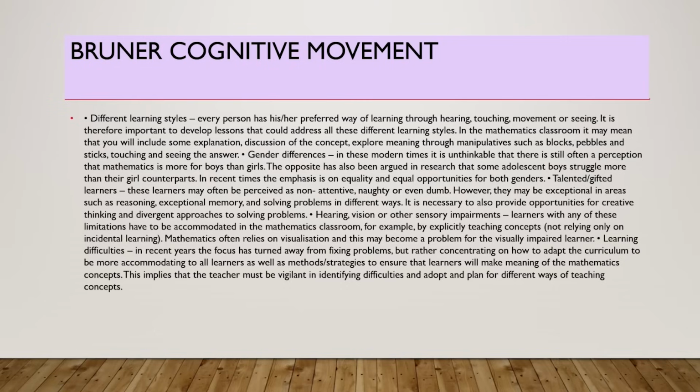We also need to accommodate children that use more hearing and vision in their learning, and those that have visual or hearing impairments. Learners with any of these limitations have to also be accommodated in the maths class, for example, by explicitly teaching concepts, not relying on incidental learning. Mathematics often relies on visualization, and this may become a problem with visually impaired learners.